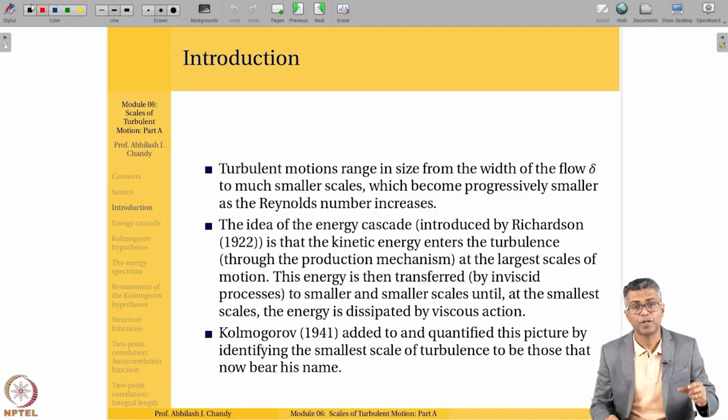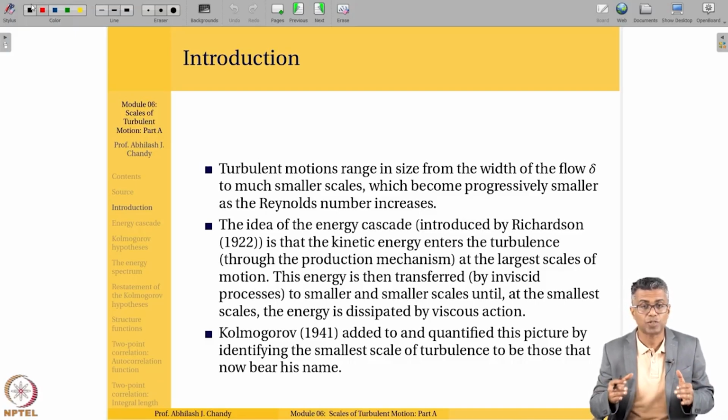So if the diameter of a jet is 1 centimeter, in a laminar flow, in a laminar jet, all your length scales are of the order of 1 centimeter. So it could be 0.9, it could be 0.8, it could be 1.2, it could be 0.6. But it's not going to be 10 centimeters, or it's not going to be 0.1 or lesser, 0.01 centimeters. That is what I'm talking about.